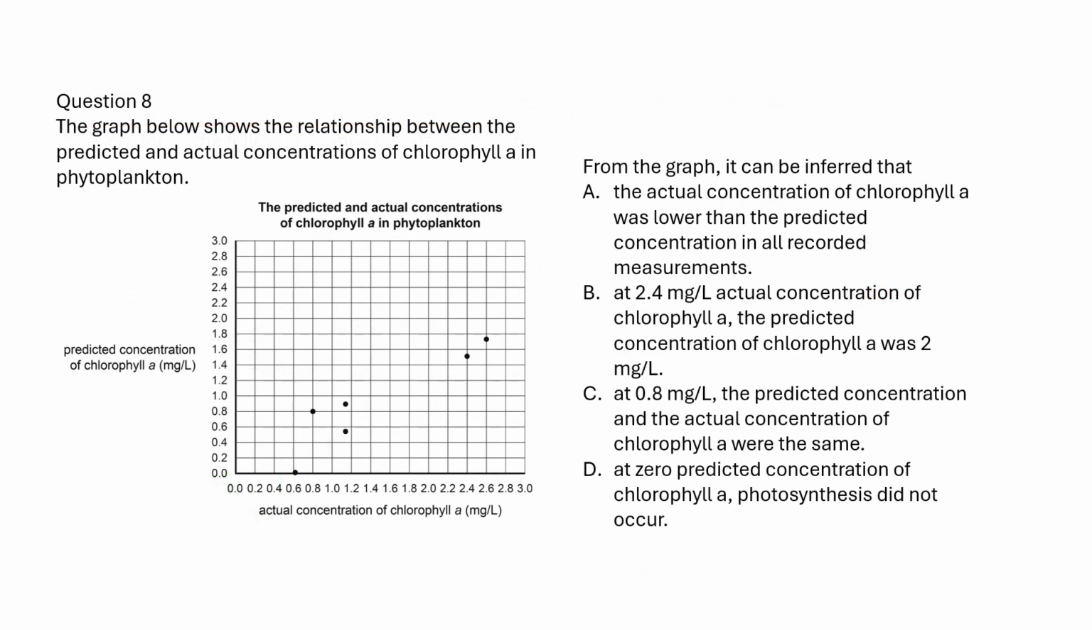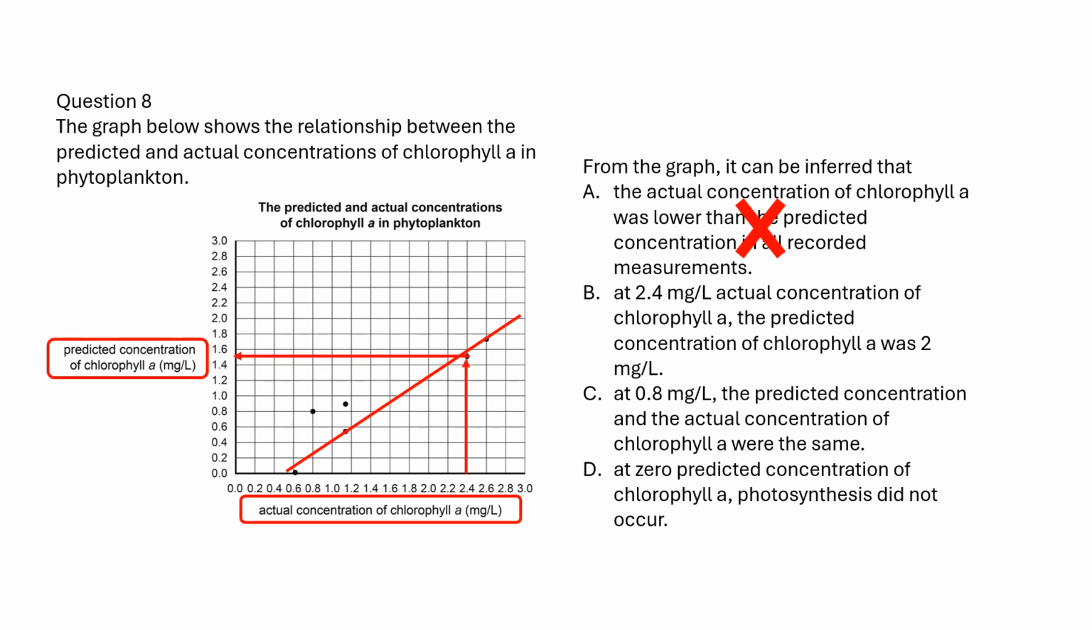The graph below shows the relationship between the predicted and actual concentrations of chlorophyll in phytoplankton. Almost always, the actual concentration is higher than the predicted. At 2.4 actual chlorophyll, the predicted concentration of chlorophyll was near 1.6, not 2. At 0.8, the predicted and actual concentrations of chlorophyll were the same. At 0 predicted concentration of chlorophyll a, photosynthesis also occurs because the actual chlorophyll is not 0.